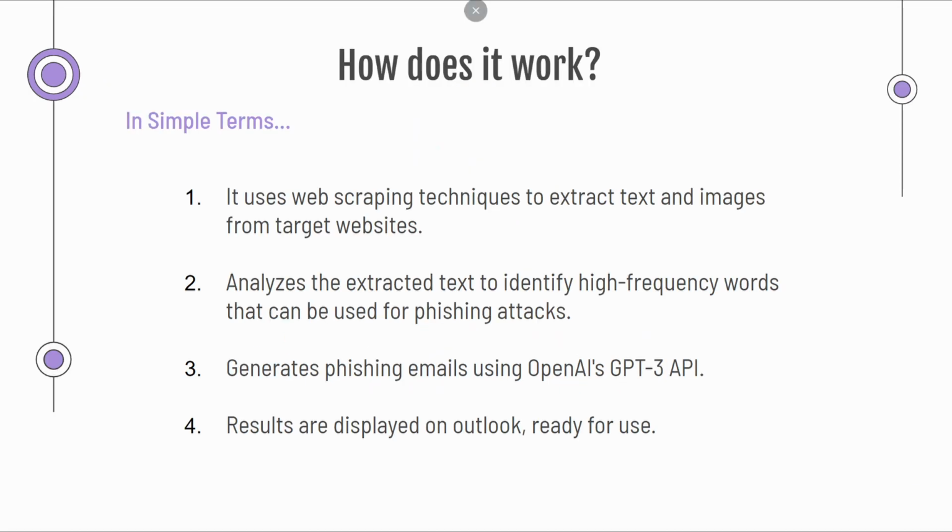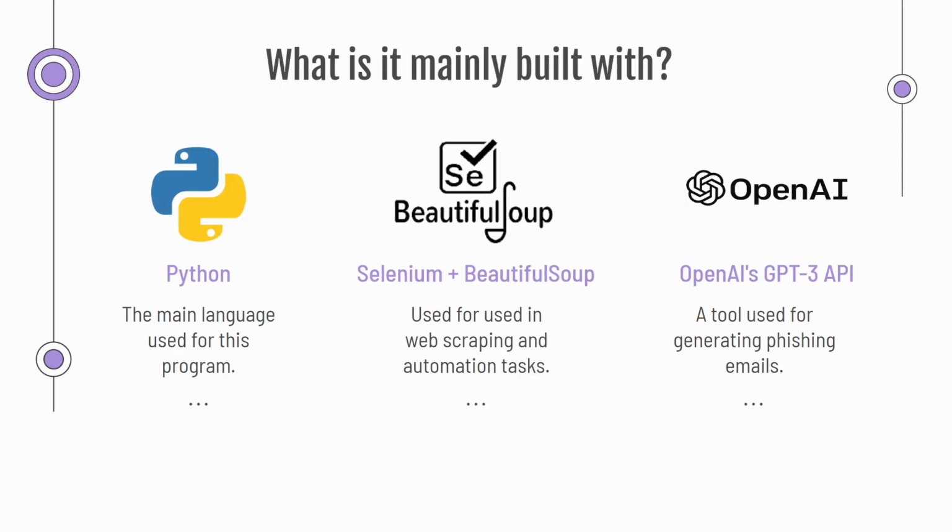To explain it in simple terms, firstly, it uses web scraping techniques to extract text and images from target websites. After that, it analyzes the extracted text to identify high-frequency words that can be used for phishing attacks. It then generates phishing email using OpenAI's GPT-3. Lastly, upon user's request, the tool is able to display the results on Outlook. Let'sPhish's main language is Python. With the help of Selenium and Beautiful Soup, the tool has the ability to automatically scrape and extract the desired contents from the URLs provided. The content extracted is then fed directly into OpenAI's GPT-3, which is used to generate the phishing emails.